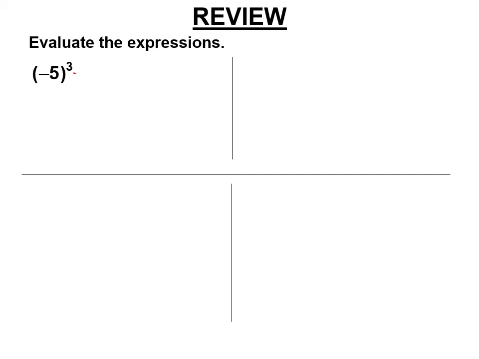Negative 5 cubed is negative 5 times negative 5 times negative 5. 3 negatives make a negative. 5 times 5 is 25. 25 times 5 is 125. This is negative 125.